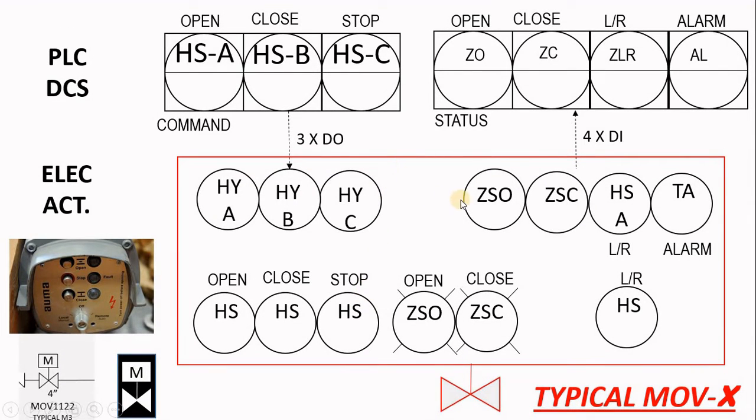Each one of them has a lot of IOs, so they give a separate P&ID for each piece of equipment. This is a typical MOV, maybe type 1, 2, 3. Each one will have its own typicals. In this one, you can see we have 3 digital outputs: open command, close command, and stop command.